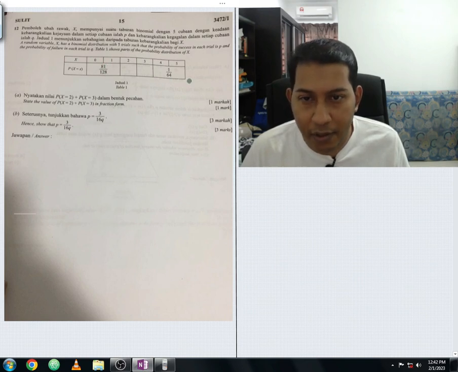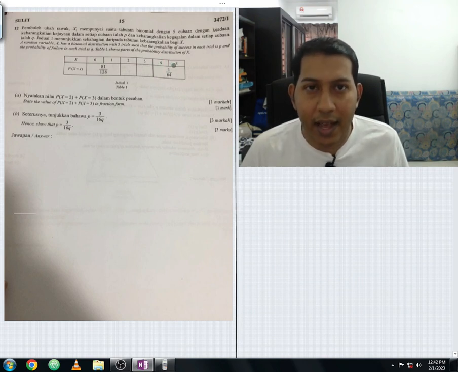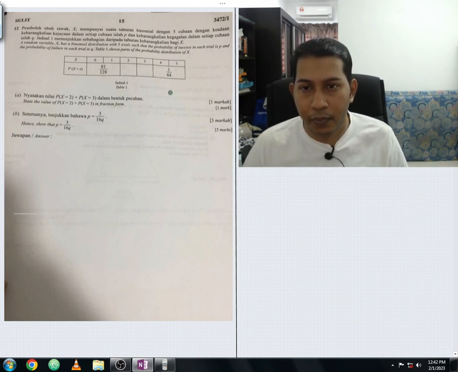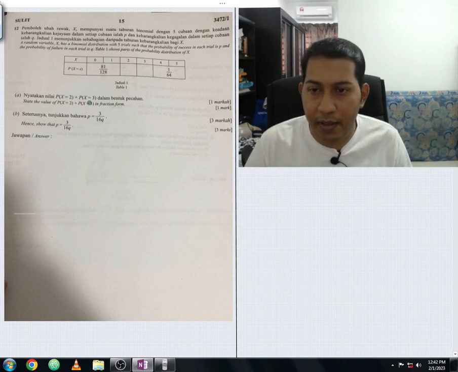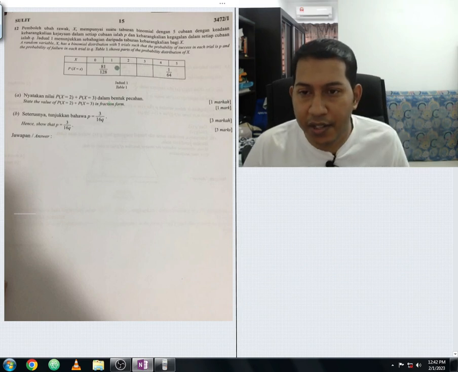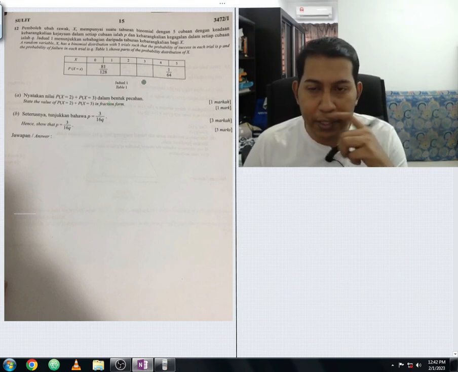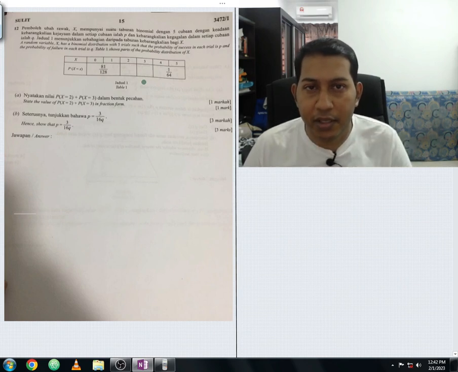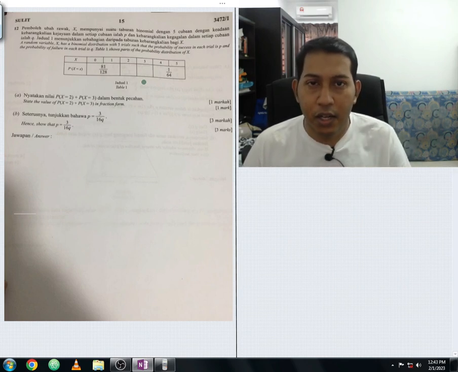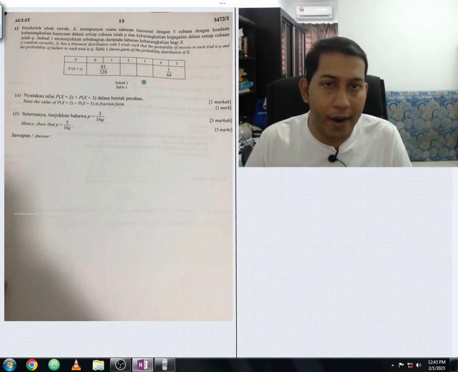Same concept over here. These two probabilities, of x equals 4 and x equals 5, result in 1 over 64. So to find the probability of x equals 2 plus the probability of x equals 3, very simple, guys. You just subtract these two values from 1. Why 1? Because the summation of all the probabilities in the binomial distribution is 1. Binomial means it is either success or failure, 1 or 0.